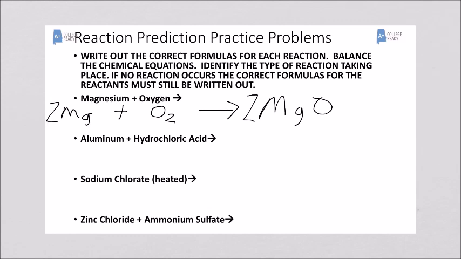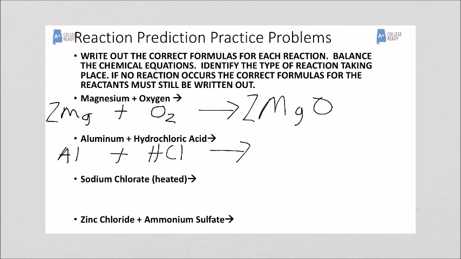The second one is aluminum plus hydrochloric acid. So here you have a metal plus a compound of some type. So this is going to be probably a single replacement reaction. So let's write out aluminum plus hydrochloric acid, HCl.